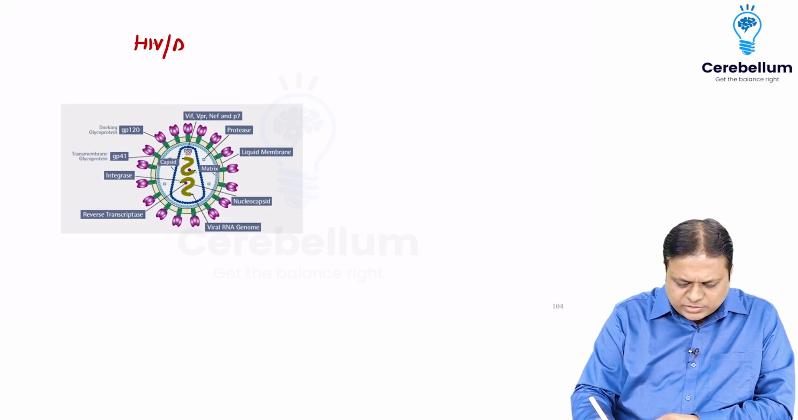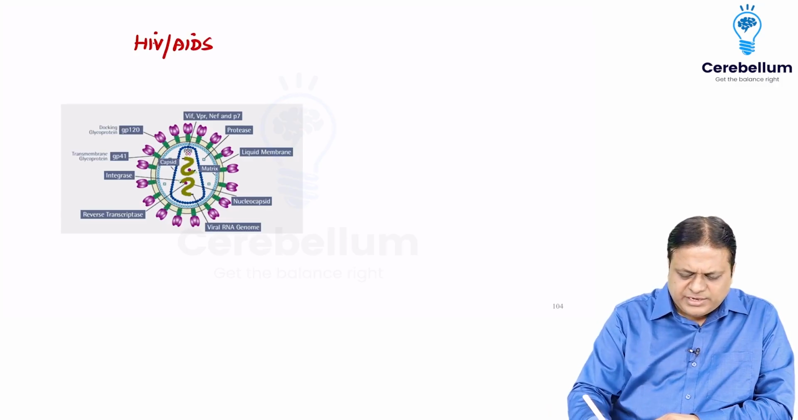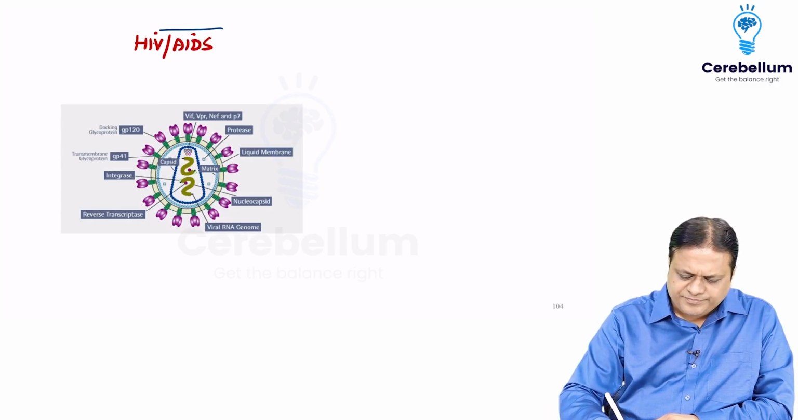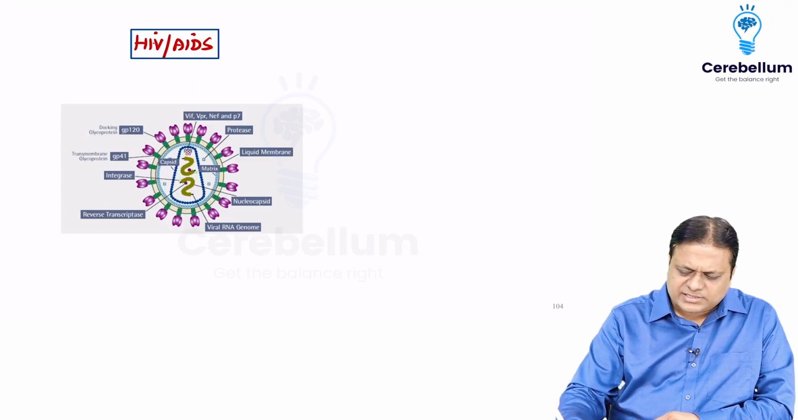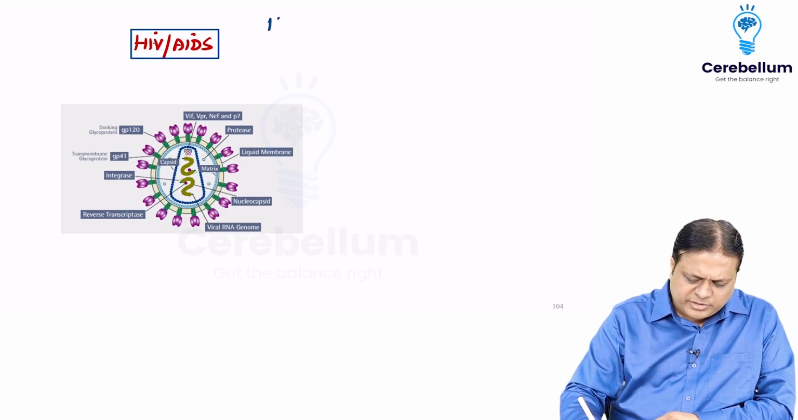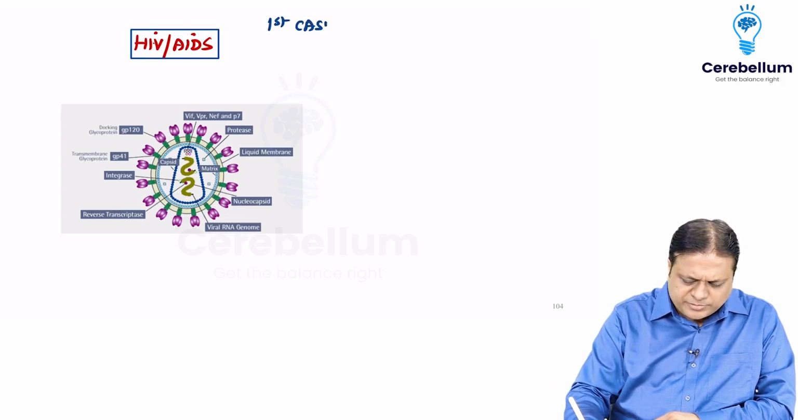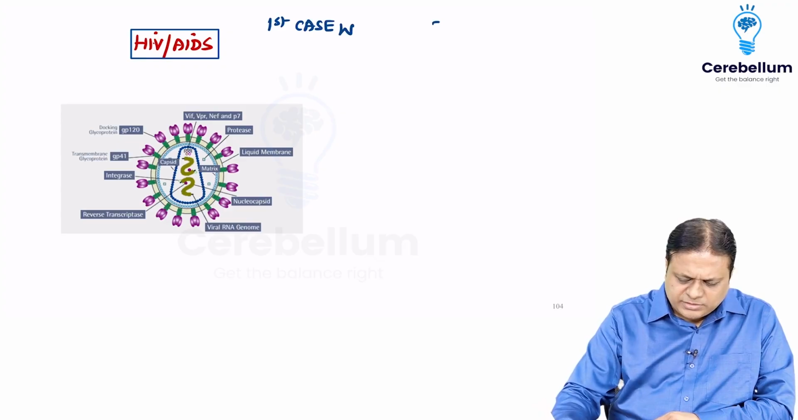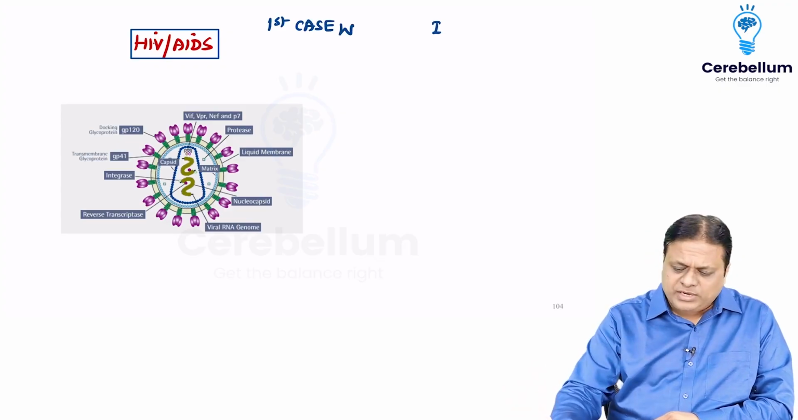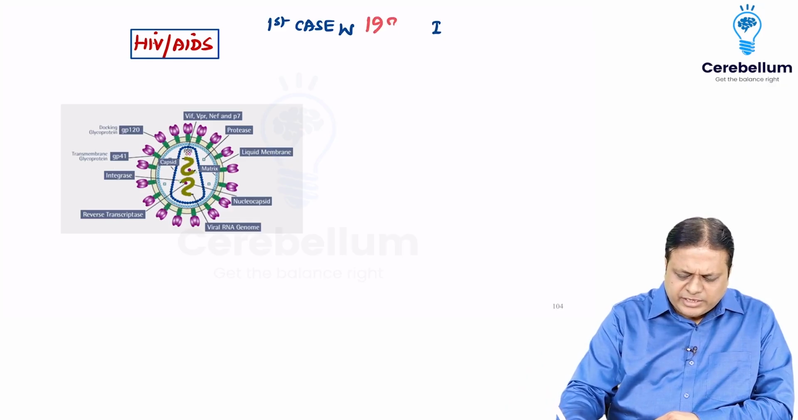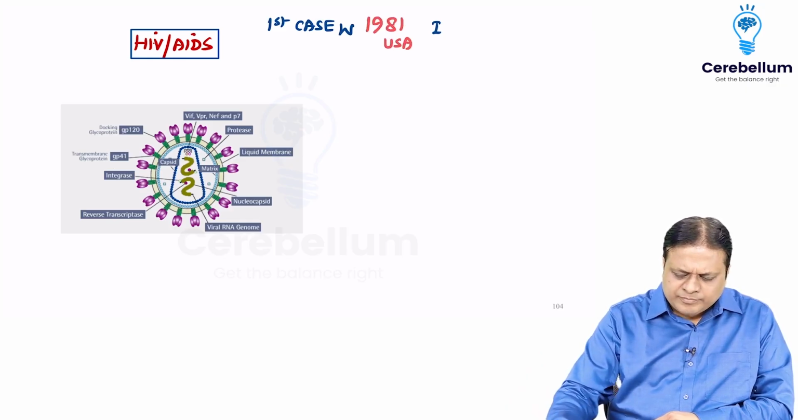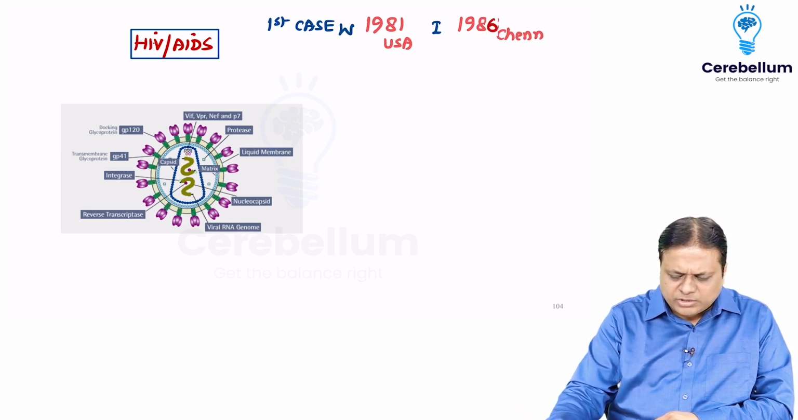HIV virus. So we are looking at HIV AIDS as a disease. Now when we look at this carefully, remember first case in world, first case in India. World it was 1981 USA. First case in India was 1986 Chennai, Tamil Nadu.